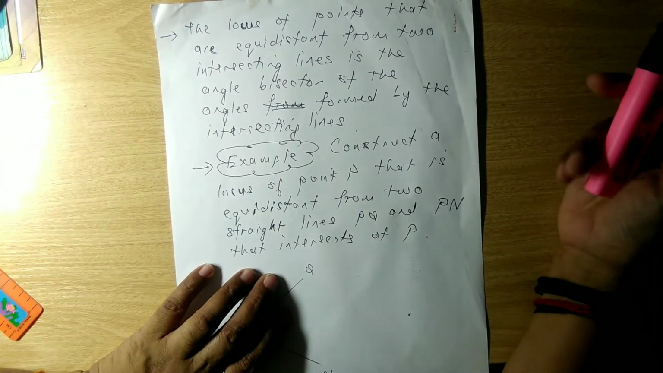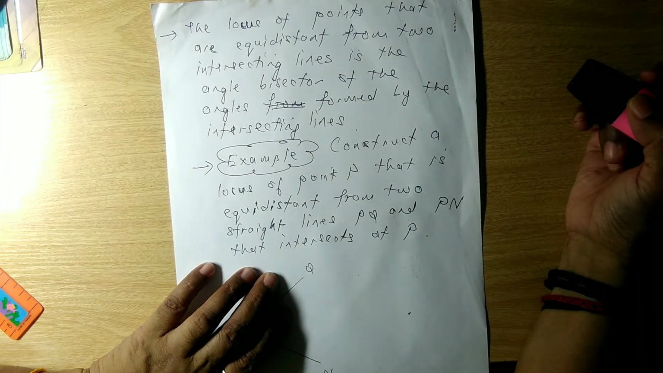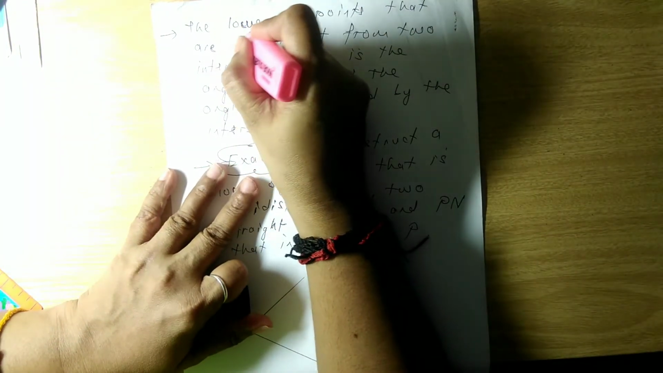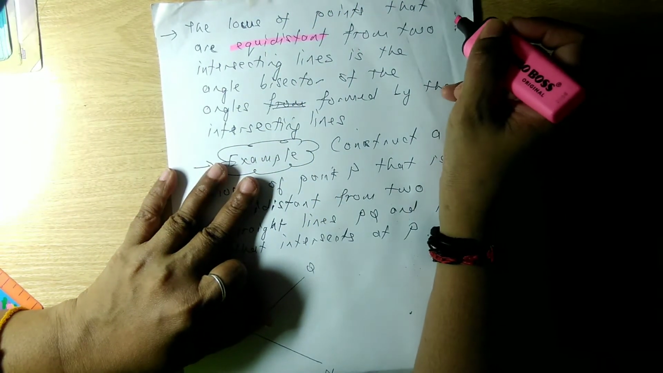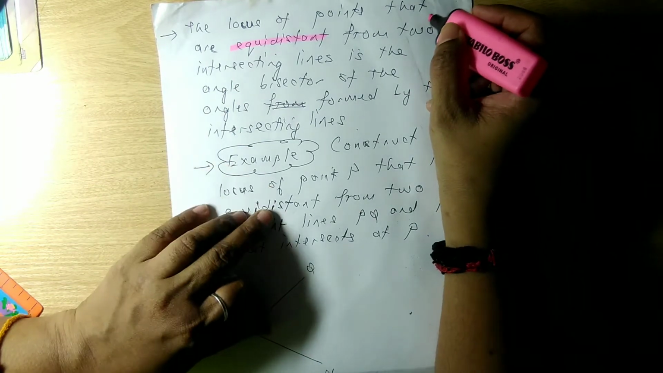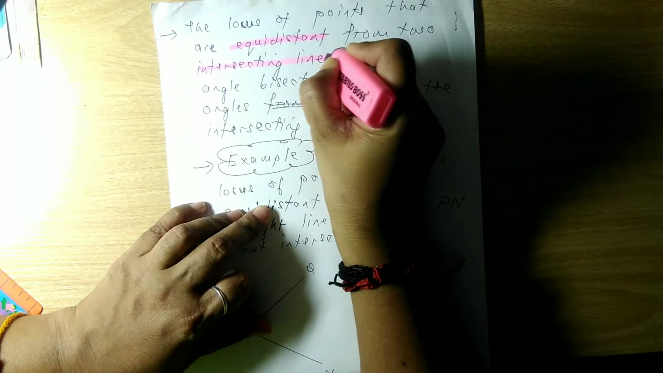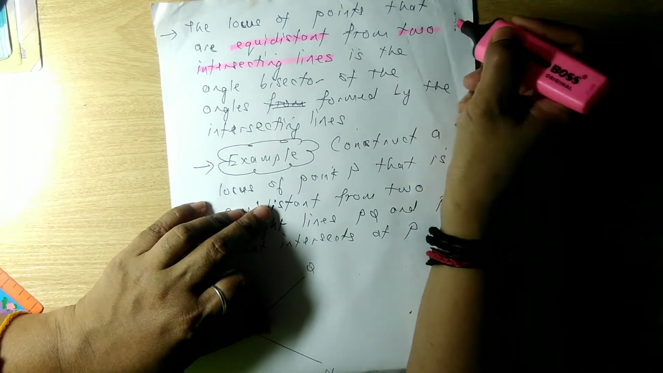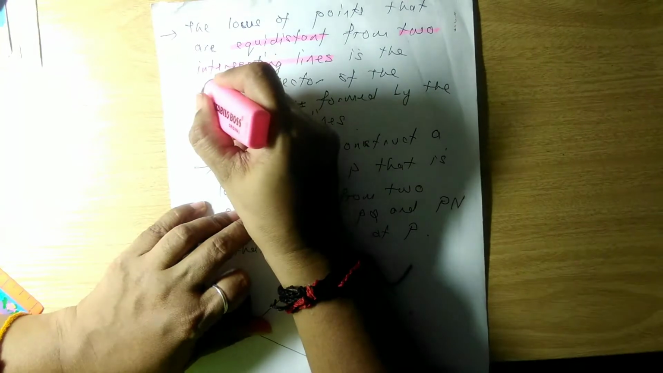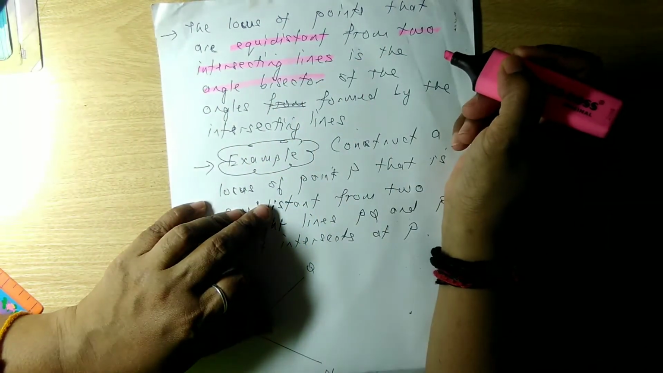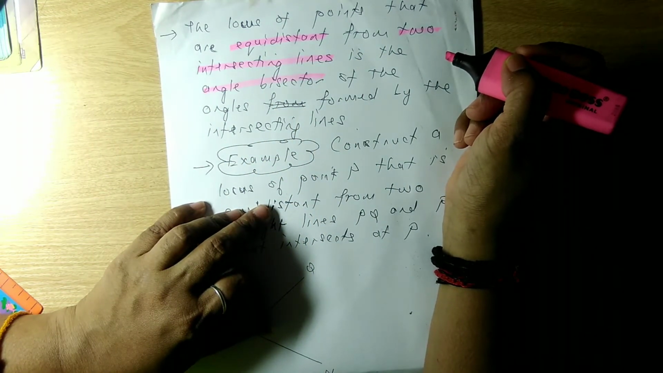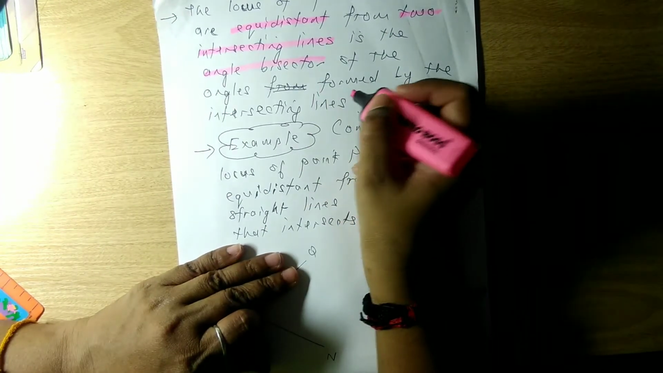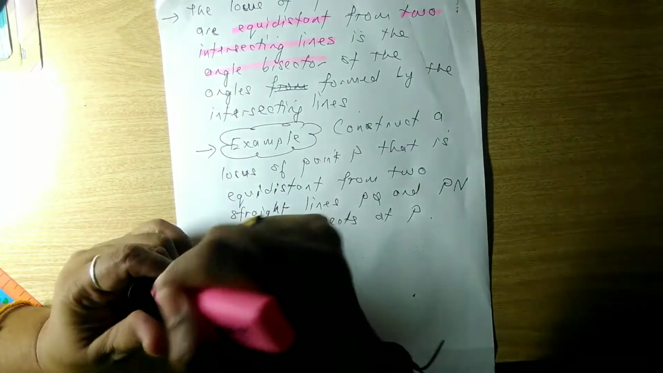So this is the fourth kind of locus. A locus of points that are equidistant, this is again equidistance, from two intersecting lines. From two intersecting lines is the angle bisector of the angles formed by the intersecting lines. So this is actually an angle bisector.